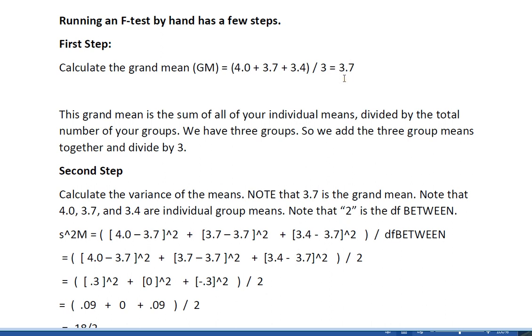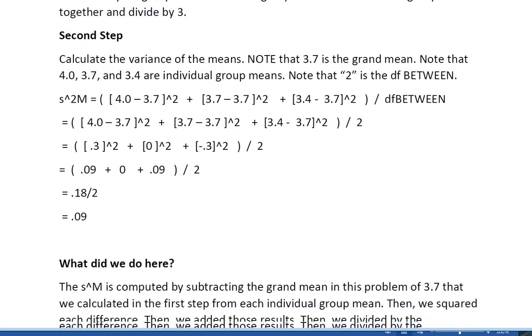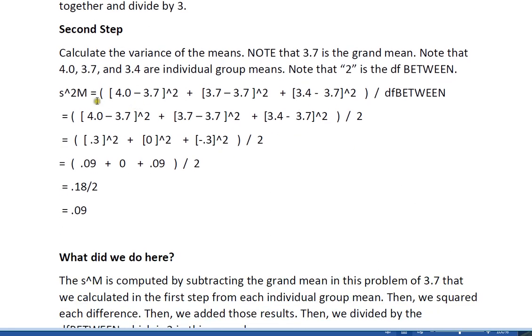And that's what this value is. And we're going to use this value in the second step. Remember, we're calculating the t-test, and there are several steps. So the first step is to get the total mean, which is the average of the three means of our groups. In the second step, we're going to calculate what's called the variance of our means.